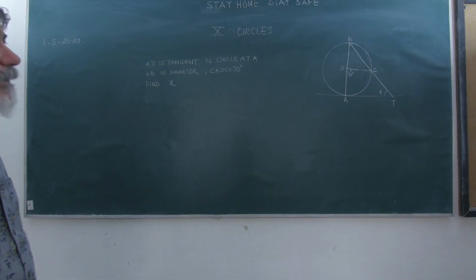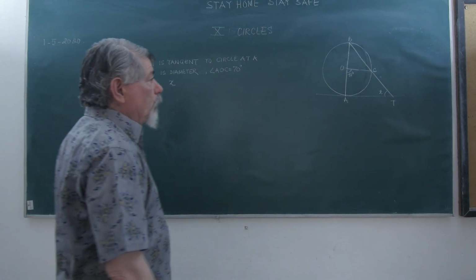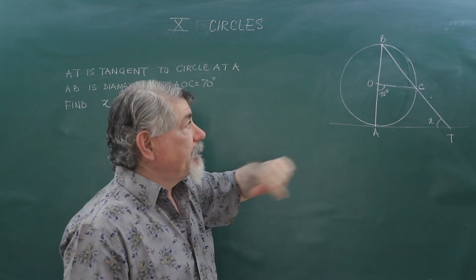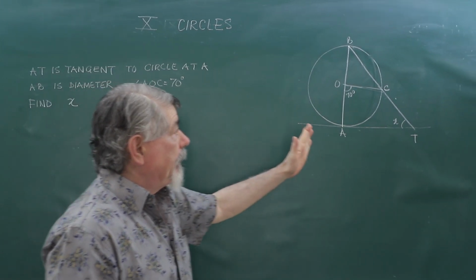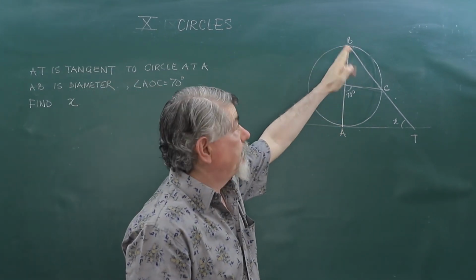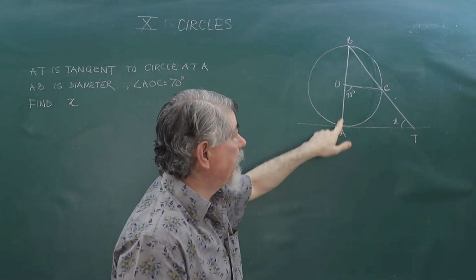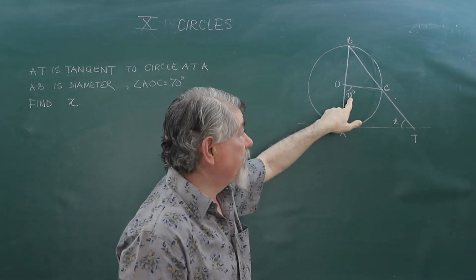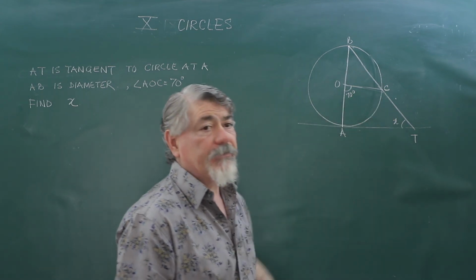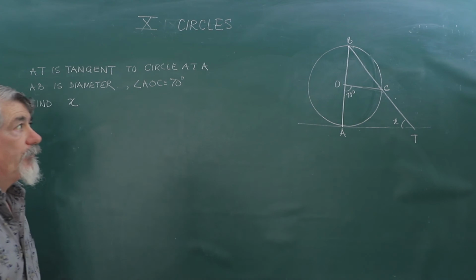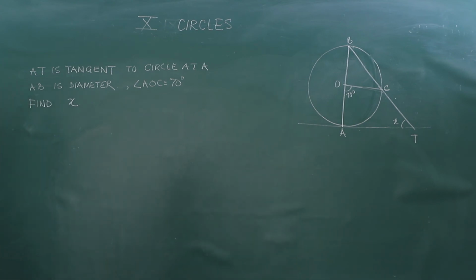In this question we have a circle with center O. AT is a tangent drawn to it, AB is the diameter, B is joined to T, and this angle AOC is 70 degrees. We have to find the value of angle X.